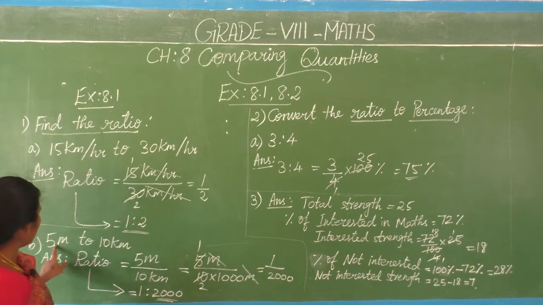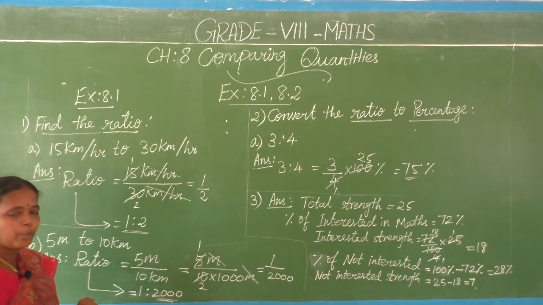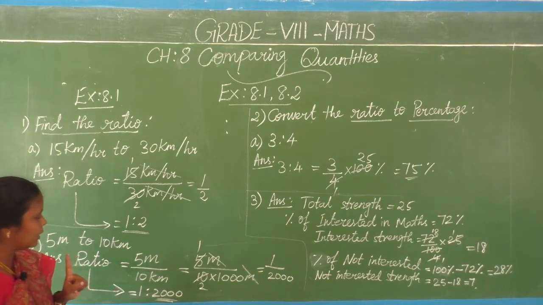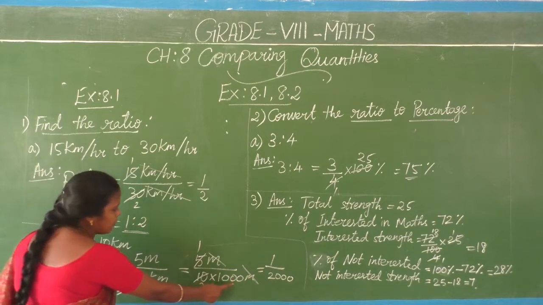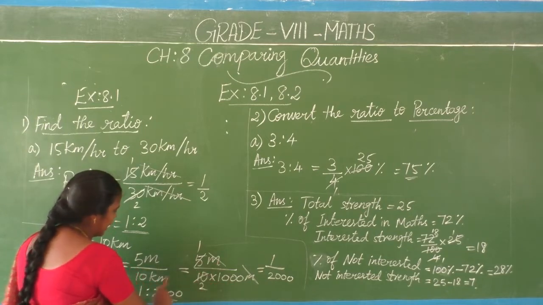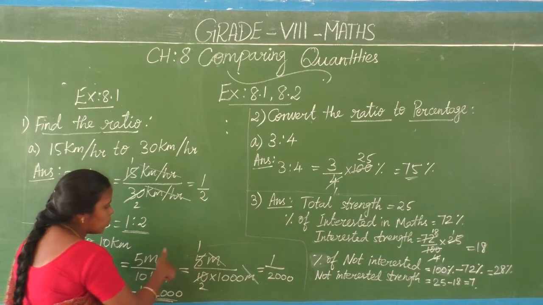So 5 meter to 10 kilometer, that is 5 by 10. What is the link between meter and kilometer? You know well, 1 kilometer equals 1000 meter. So 5 meter by 10 kilometer, how do I change it?